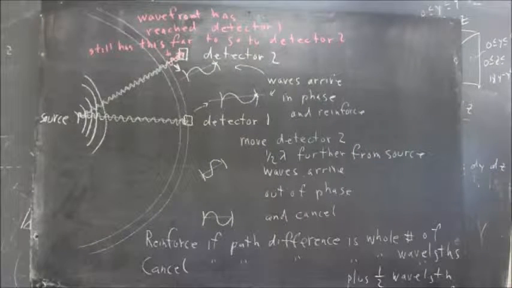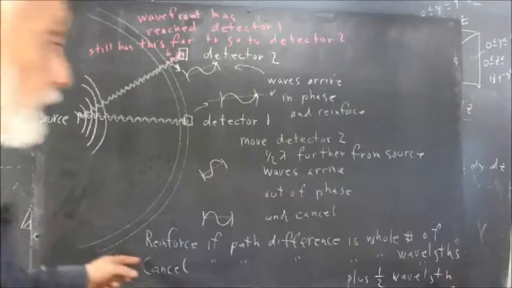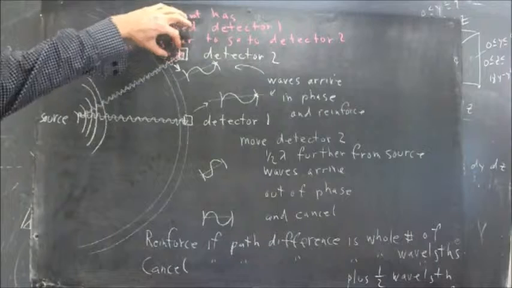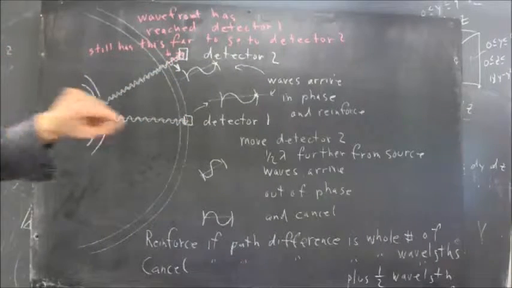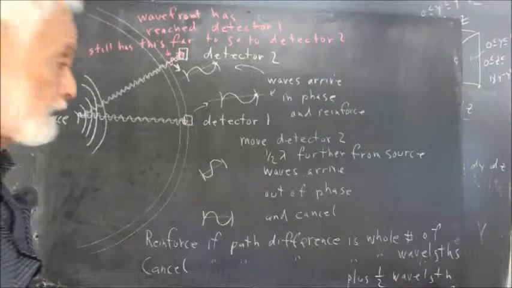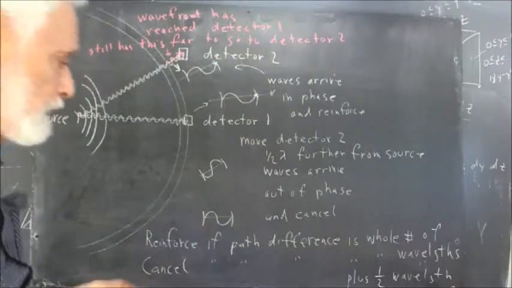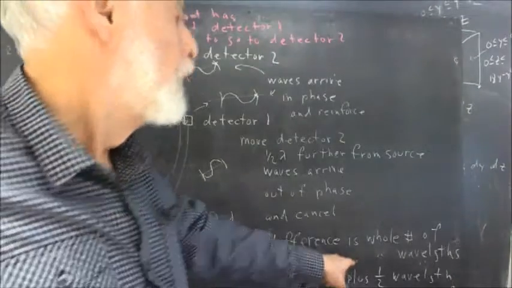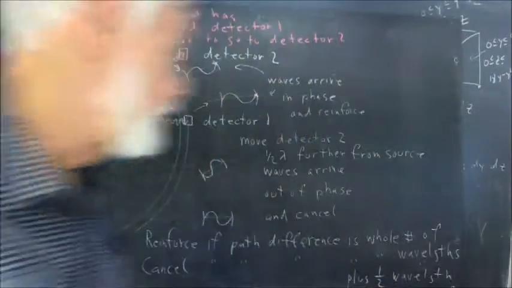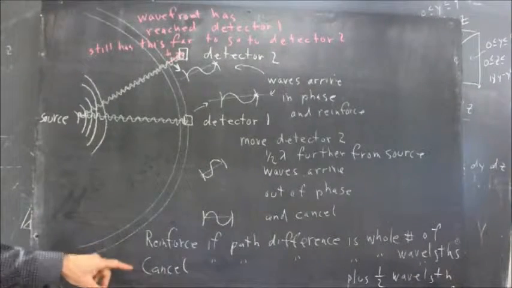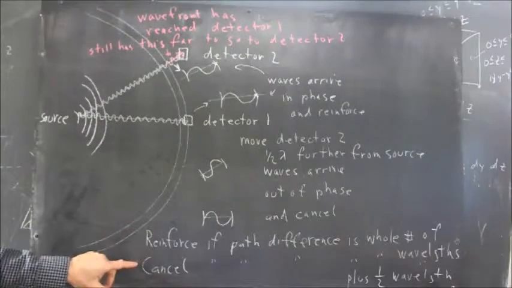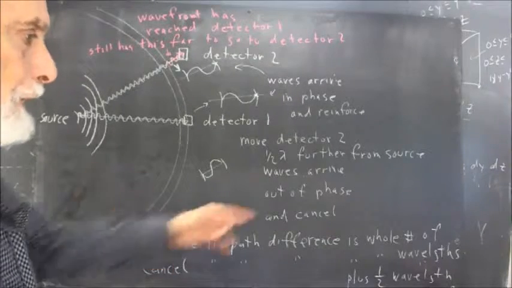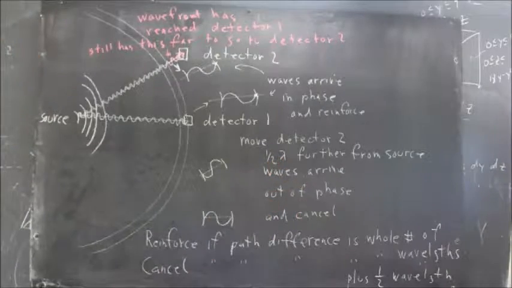So it's not too difficult to understand that the waves will reinforce if the path difference is a whole number of wavelengths. That is, if this path is a whole number of wavelengths greater than this path, then the waves are going to arrive in phase. If you move it half a wavelength more than a whole number of wavelengths, in other words, if the path difference is a whole number of wavelengths plus half a wavelength, then you're going to have cancellation or negative reinforcement. This is positive reinforcement, negative reinforcement, and it goes again as whether your path difference is a whole number or a half number of wavelengths.